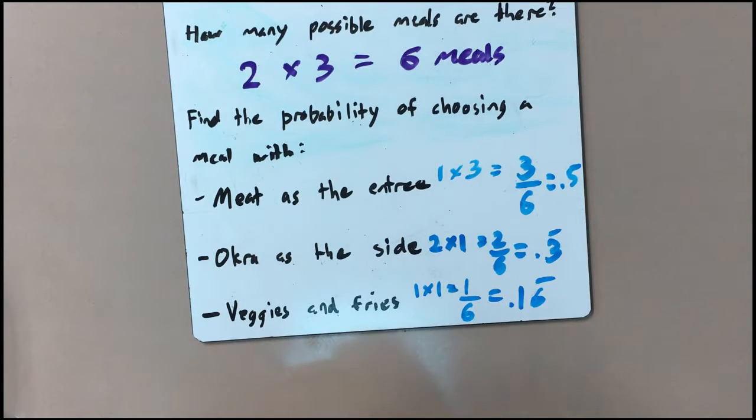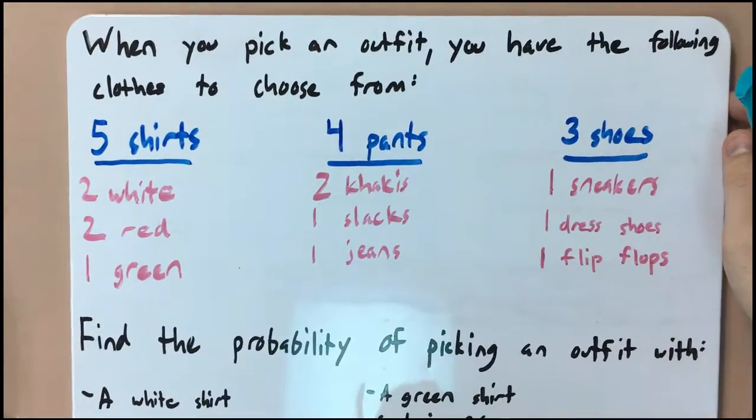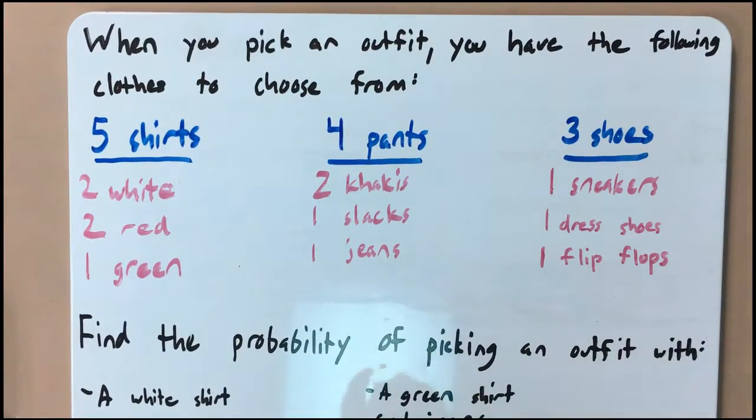So that's the first example of using the fundamental counting principle and probability at the same time. Now we will get to the second example. This example is also kind of a callback to the video I did on just the fundamental counting principle when we did a little problem about outfits.